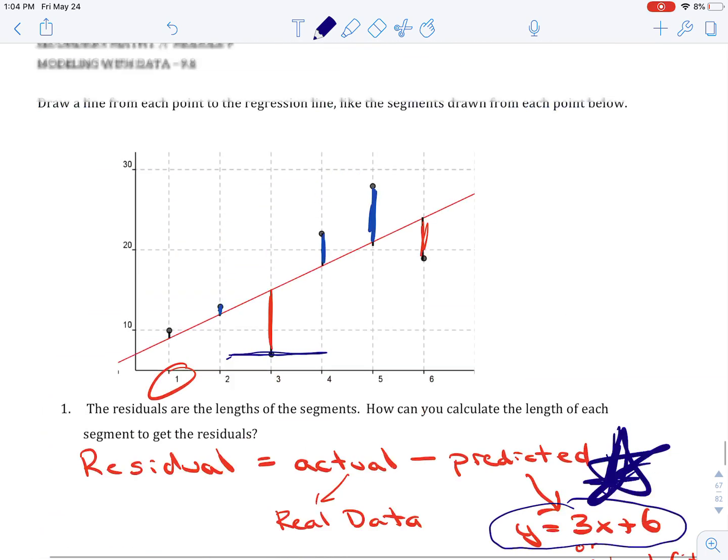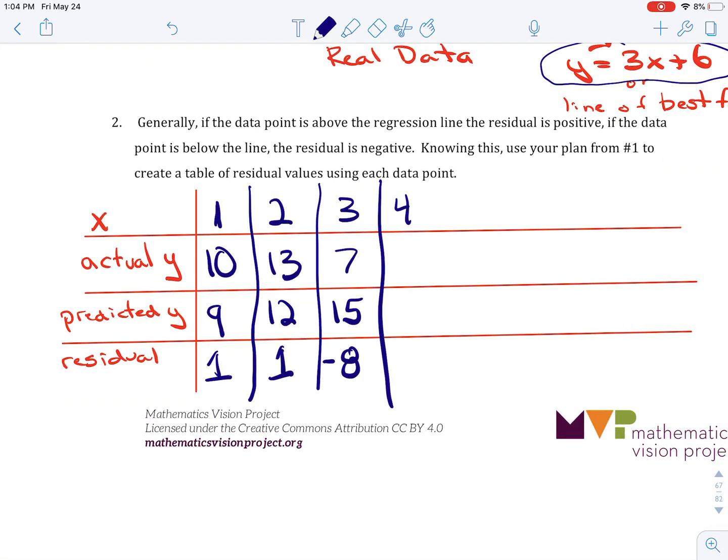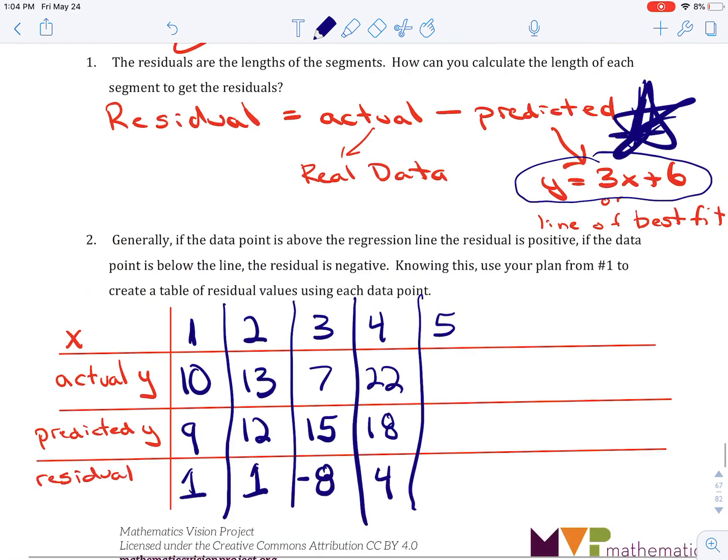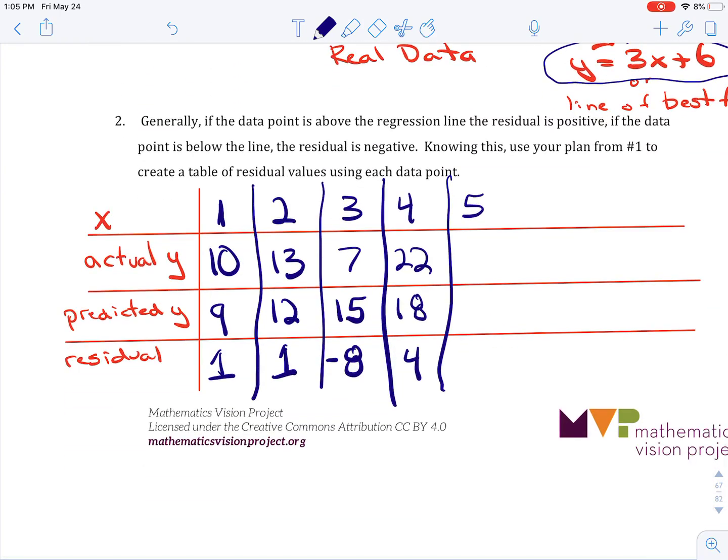For 4, let's go up to the table and grab what 4 is. It looks like it is 22. And we plug in 4, and we get 18. Therefore, our subtraction is 4 above the line. And 5 is 28. And we plug in 5, and we get 21. And that one was way above the line.